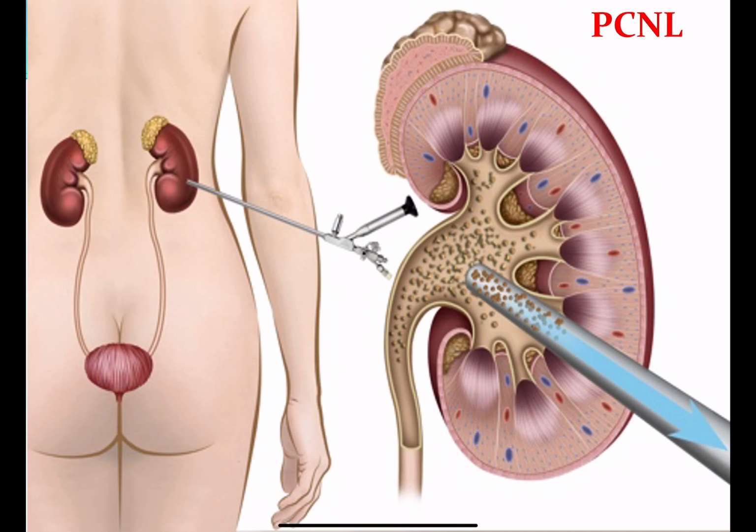PCNL, what we do, we puncture the kidney, go inside, and break the stone into fragments. Here we take out the stone as much as possible. A few stones can go down, but we take the stones out. So this is what PCNL means, percutaneous nephrolithotomy.